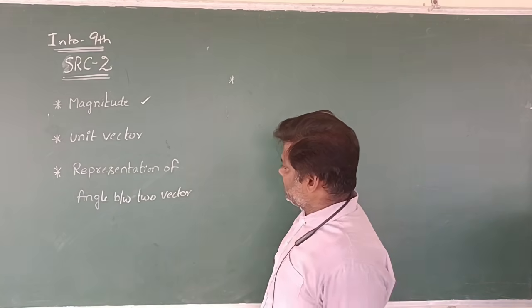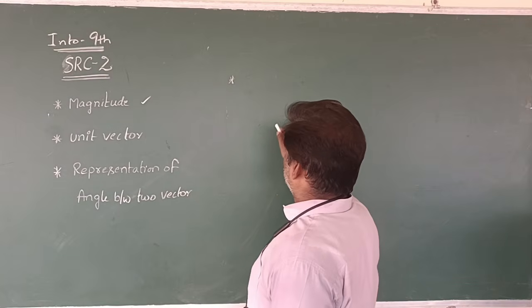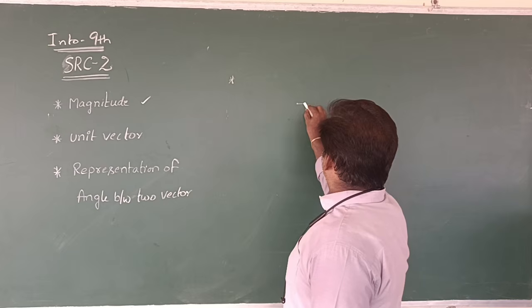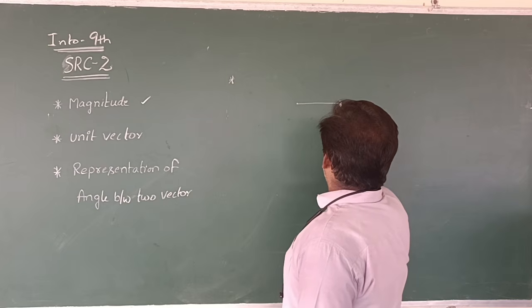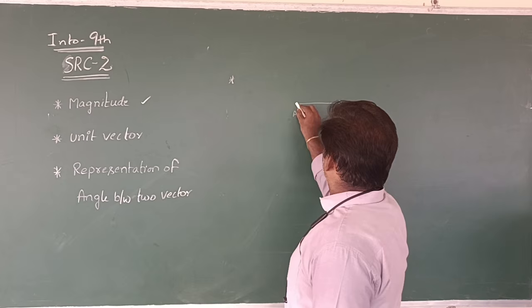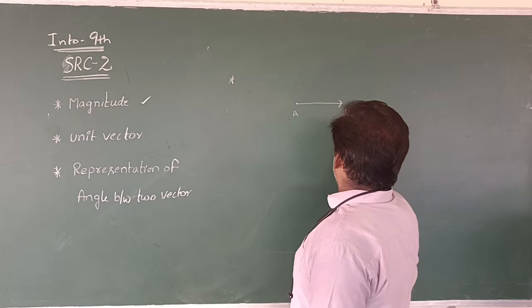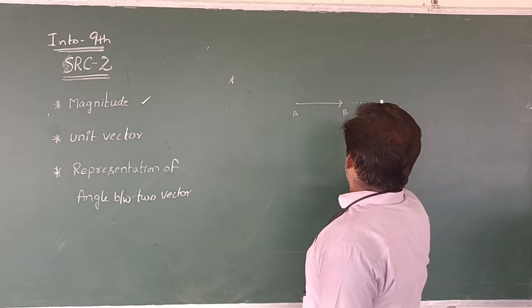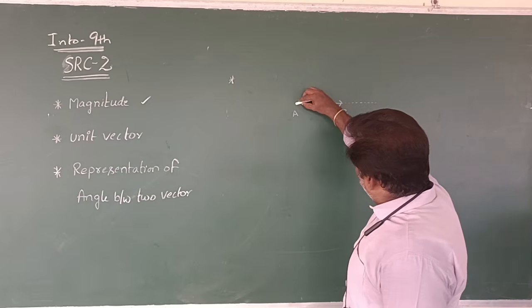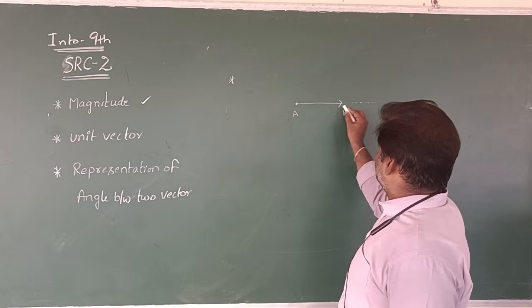Next, representation of the angle between two vectors. Look, a vector is represented with an arrow mark like this. This arrow mark starts from here: the starting point is this one and the end point is this one. You can extend this, no problem with this extension. Mainly, where it started and in which direction it is acting.